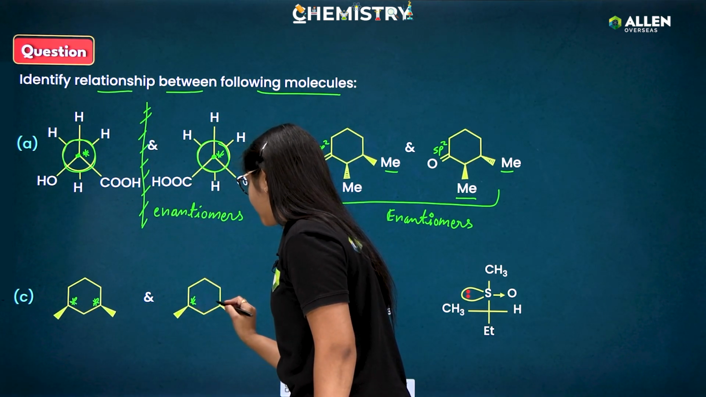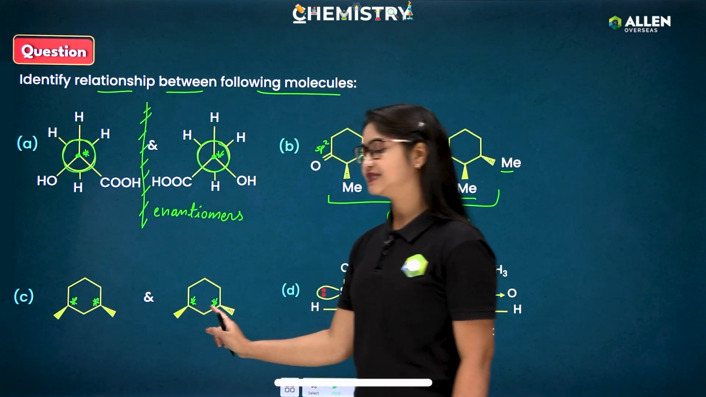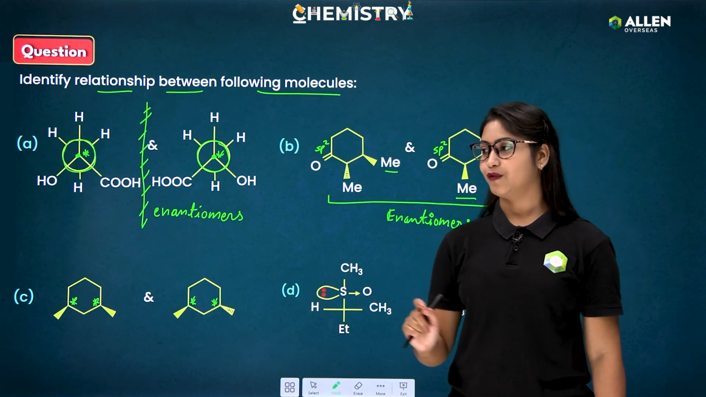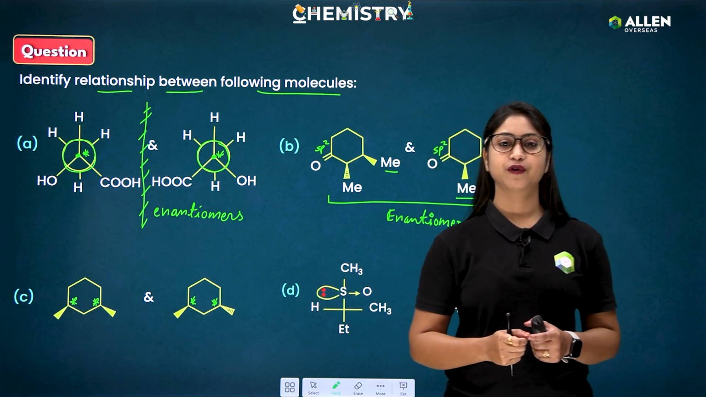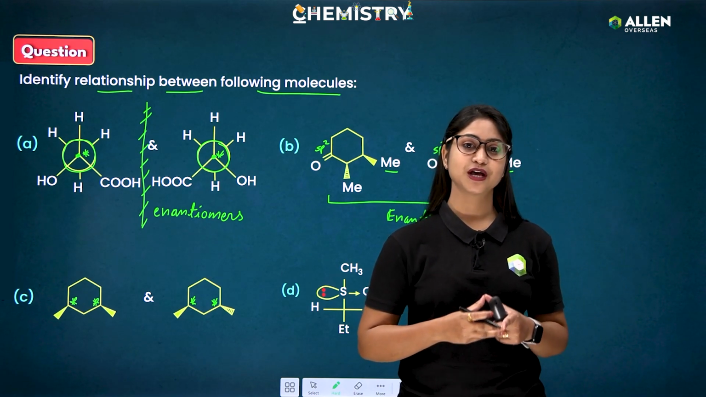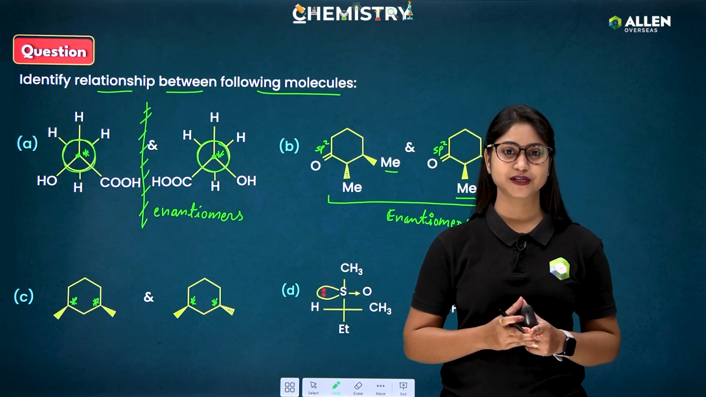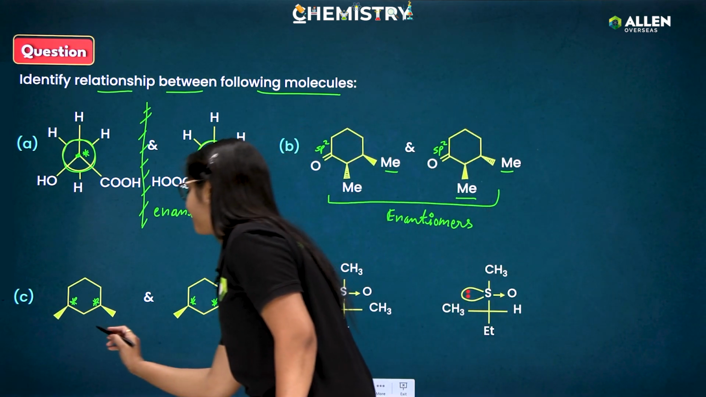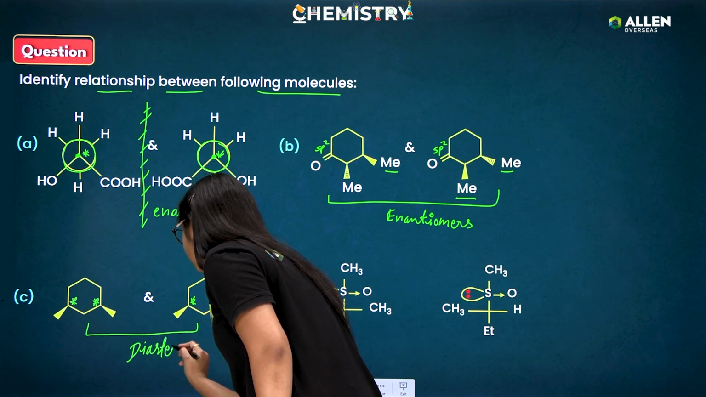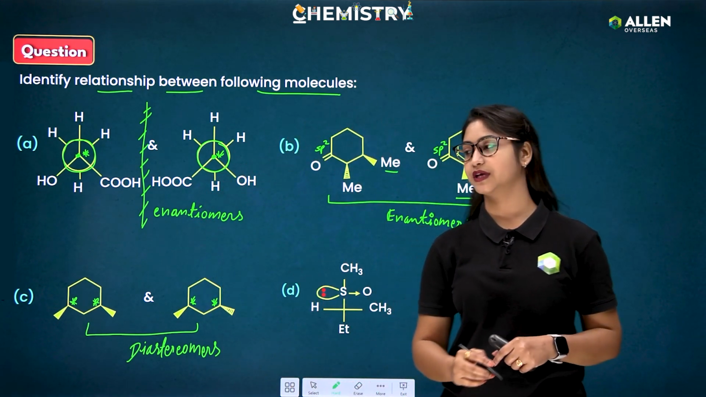Here also these 2 are chiral carbons. So the orientation of one chiral carbon is as it is, but for the second it has changed. That means when we have such kind of compounds where the orientation of one chiral carbon is exactly the same, but for the others it has changed, these are called diastereomers, because now they are not mirror images of each other, okay. So these 2 are diastereomers, or diastereoisomers, okay. Fine.